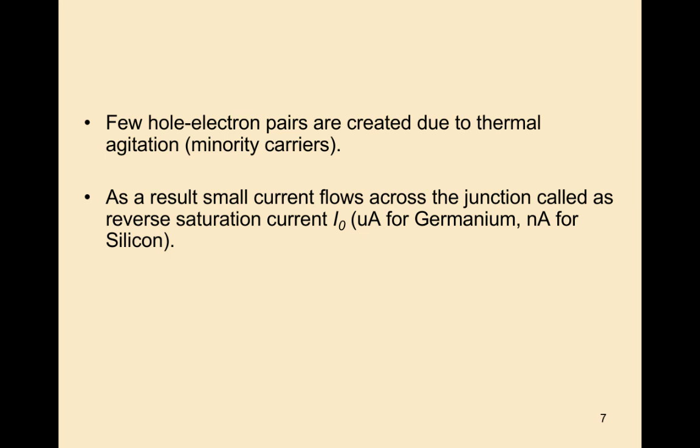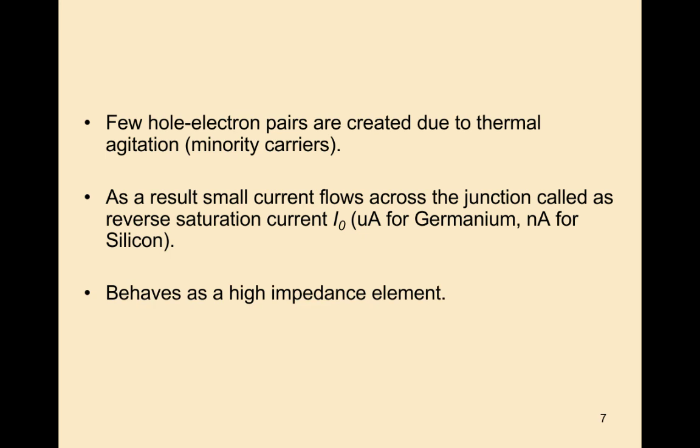This current is due to the minority carriers. As a result, a small current flows across the junction, called the reverse saturation current, I naught. It is in microamperes for germanium and nanoamperes for silicon. That means the saturation current for silicon is in nanoamperes, and the saturation current for germanium is in microamperes.